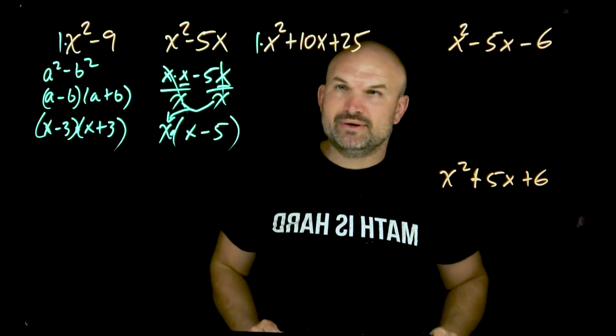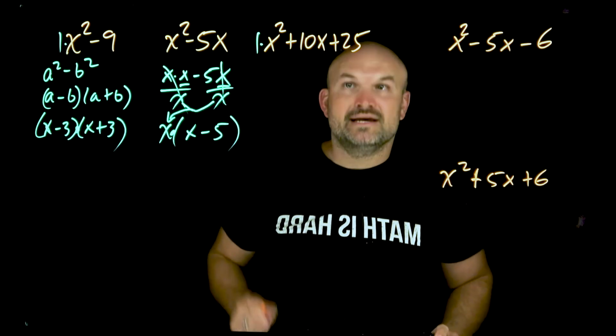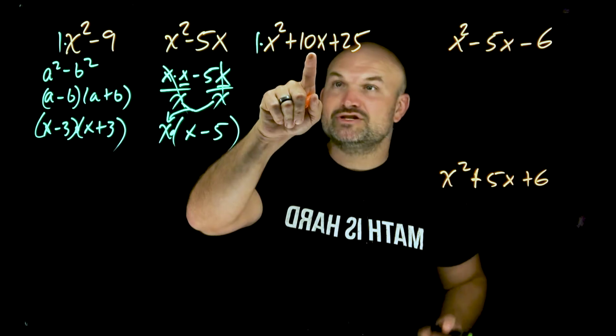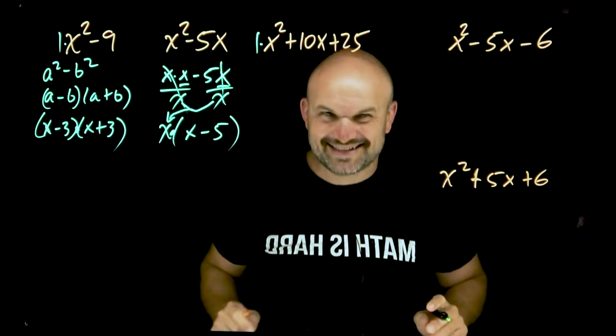Is the first number a square number? Yes. Last number a square number? Yes. Is the middle term 2 times the square root of the first and last number? I kind of said that fast. Let's go through it again.